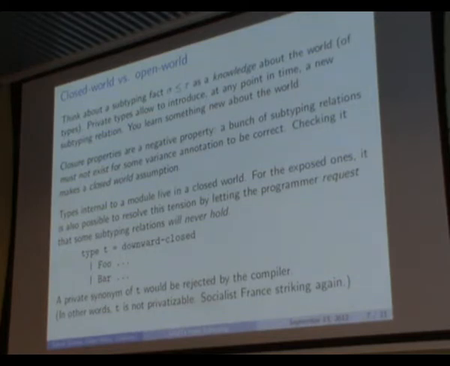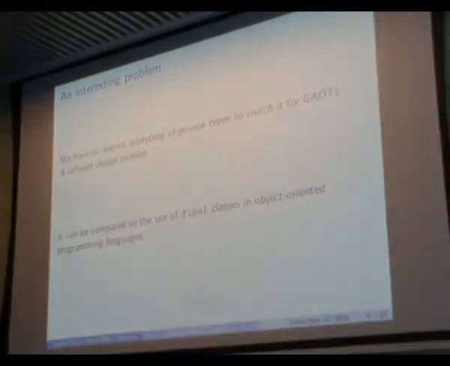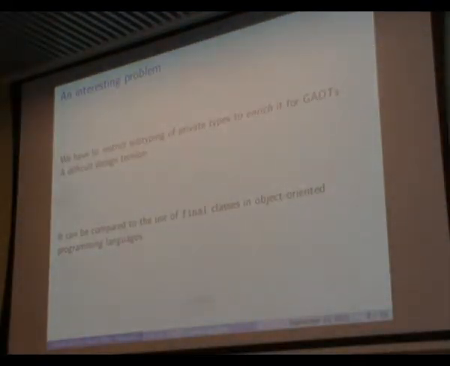So this is a suggestion of change to the OCaml language that we considered, and we're still working on the details. This is an interesting problem because there is a tension between restricting subtyping for the new type we define, and in exchange enriching the variance properties of the GADTs we can define. It can be compared to the use of final classes in object-oriented languages. When we define a class final, you abandon some freedom and then you gain some reasoning power on this class.